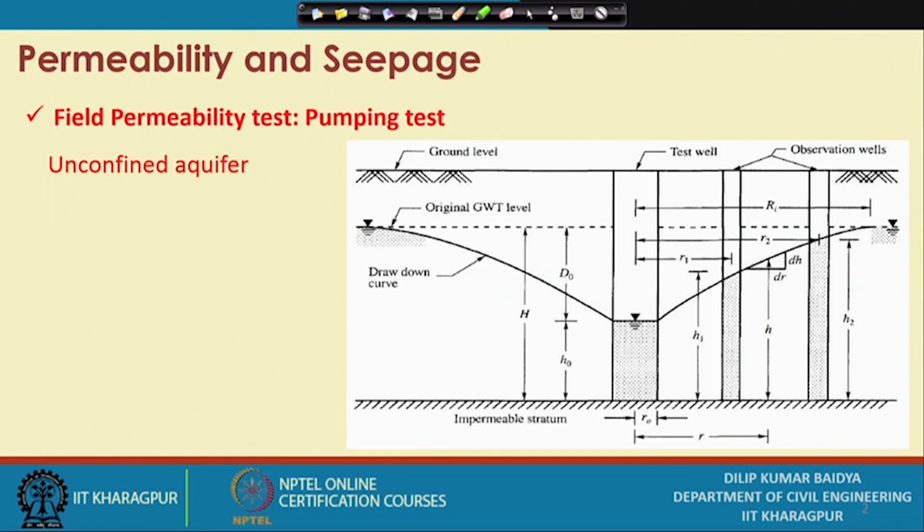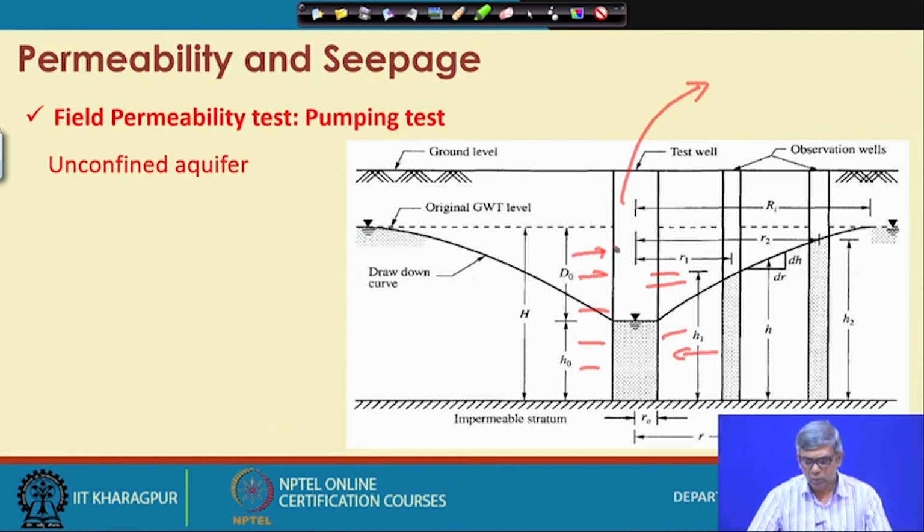Now, if we pump out water from this groundwater, then water from the surrounding zone will enter the well, and how quickly it enters depends on the permeability of the soil. If it is a fine grained soil, the flow will be very small and the pumping quantity will be very small. If it is a coarse grained soil, permeability will be very good and the pumping rate can be quite large.